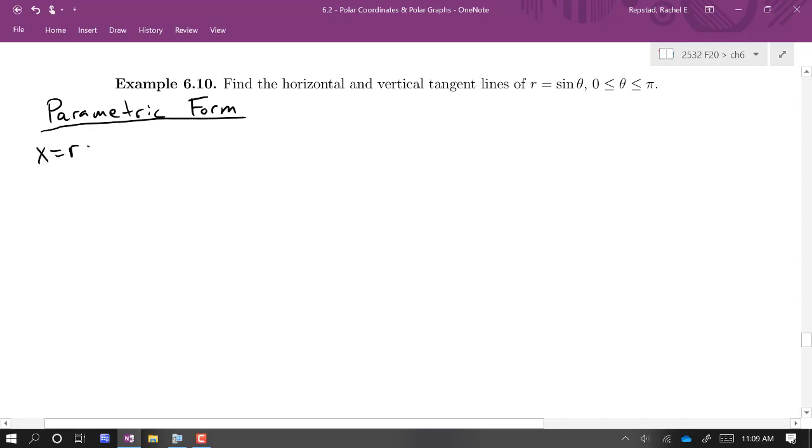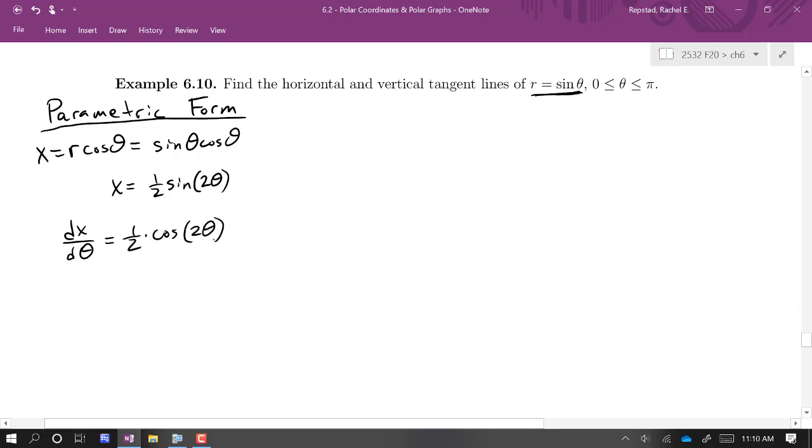So I know that x is r cosine θ, and I know that r is equal to sine θ, right? That's what they gave us. So this becomes sine θ cosine θ. That's x. Now, I'm going to find dx/dθ, and I could just use the product rule here, but sometimes you can make your work a little easier. If you use the double angle formula for sine, you can rewrite this as 1/2 sine 2θ, and then I don't have to use the product rule. So dx/dθ, we get 1/2 times cosine 2θ times 2, or just cosine 2θ.